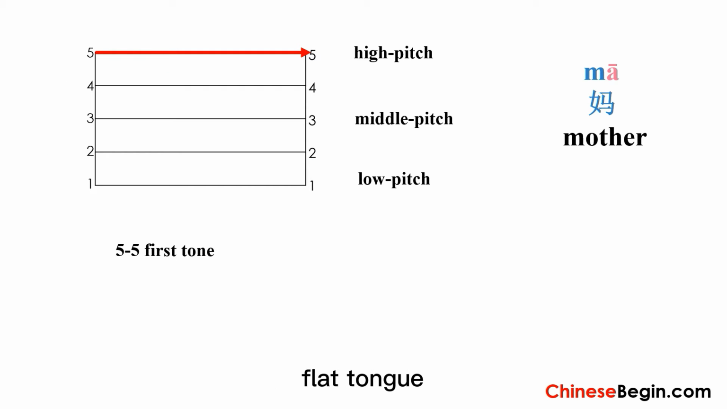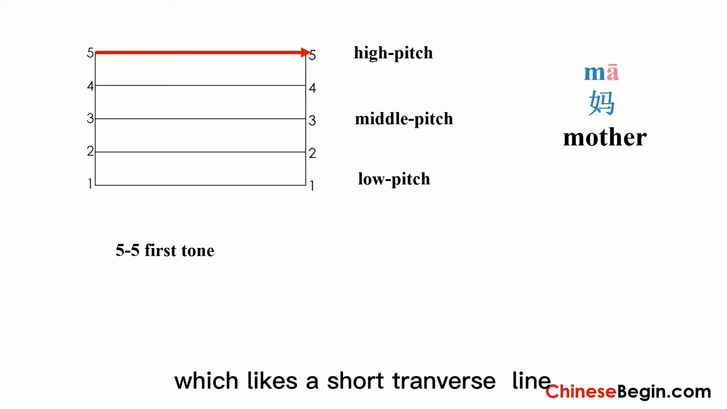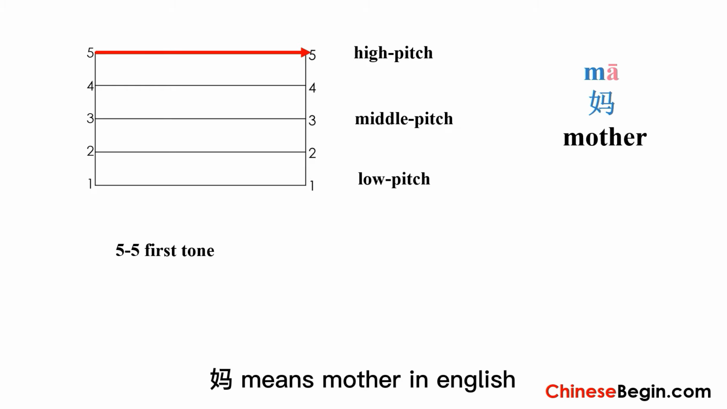The first tone is a high flat tone. Your voice stays flat, with no rise or dip in the way it sounds. Using the word mother as an example, the first tone is indicated using the symbol above the letter A, which is a short transverse line. Okay, let's look at this character. Ma means mother in English. Please read after me. Ma, ma, ma. The voice stays flat with no rise or dip when we pronounce the first tone.